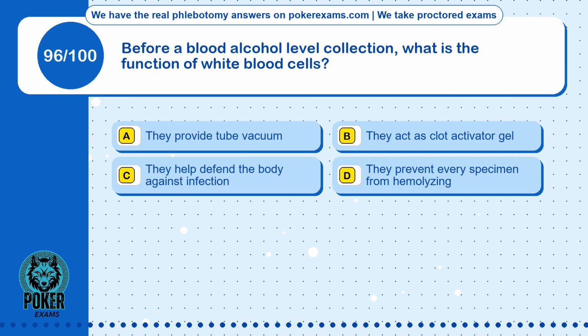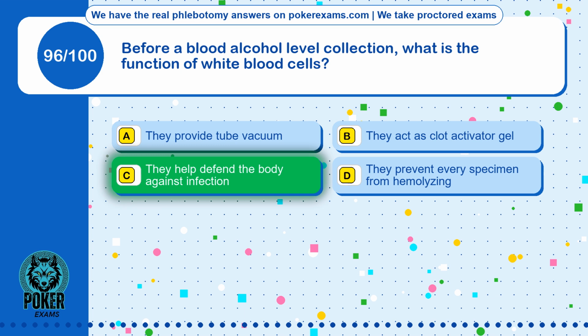Question 96. Before a blood alcohol level collection, what is the function of white blood cells? Option A. They provide tube vacuum. Option B. They act as clot activator gel. Option C. They help defend the body against infection. Option D. They prevent every specimen from hemolyzing. The correct answer is option C.